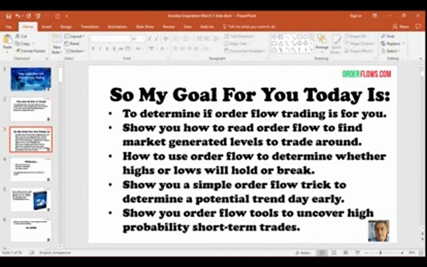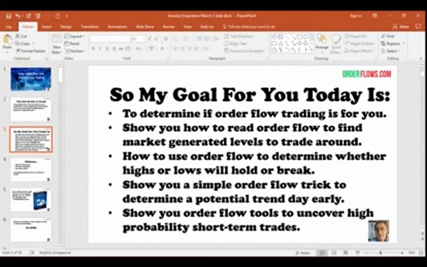Now, my goal today is basically to determine if order flow trading is for you. It's not for everybody. If you're a short-term trader, it's going to really turbocharge your trading. If you're more of a long-term swing trader, with positions that last for a week or a month, order flow is probably not for you. I just want to get that out there, rather than have you go through hours and hours of training to realize it's not for you. It's really more designed for shorter-term, intraday trading.